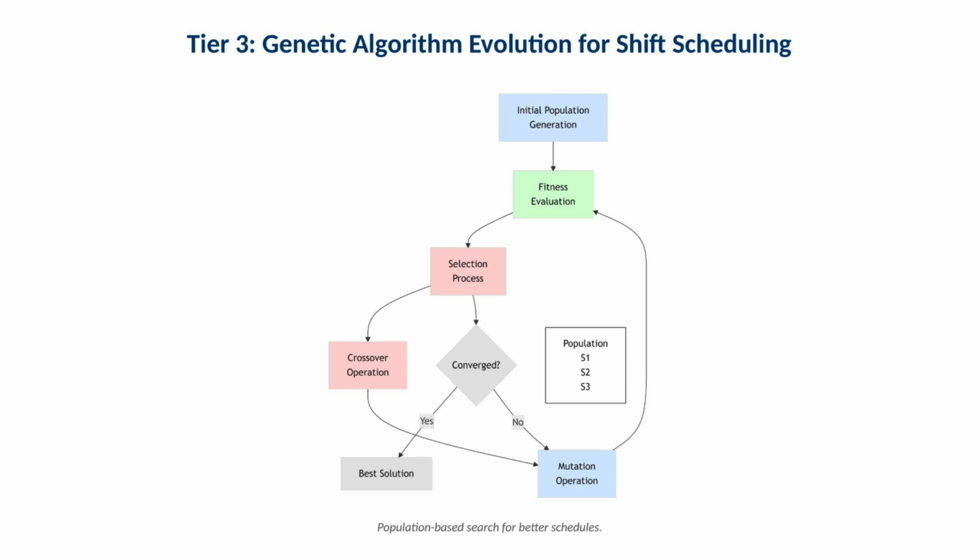This slide illustrates the evolution cycle. Start with an initial population of schedules, evaluate their quality, select the better ones, create new schedules through crossover, introduce variation through mutation, and repeat over generations.